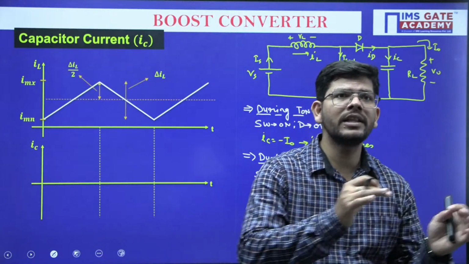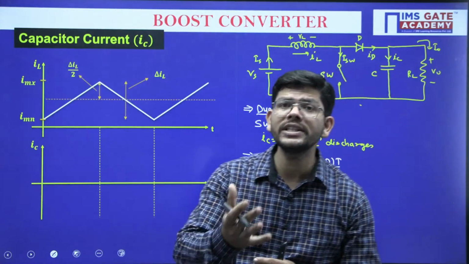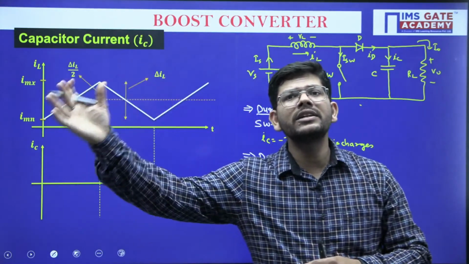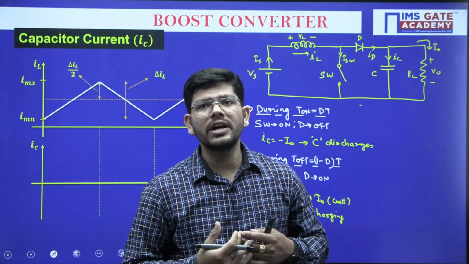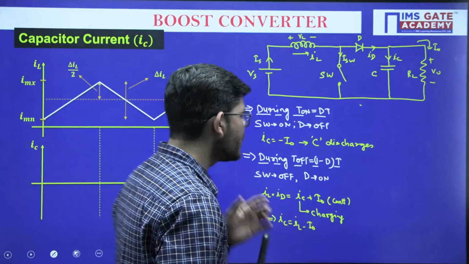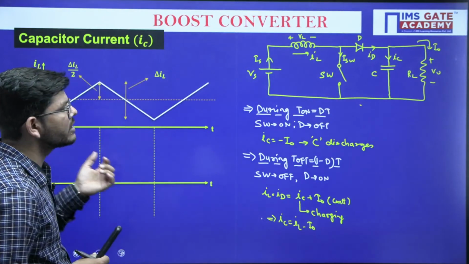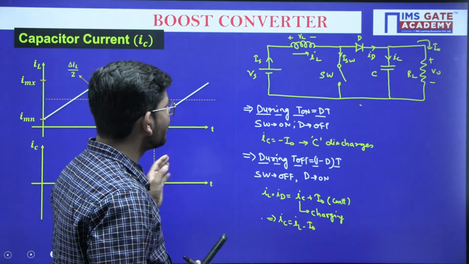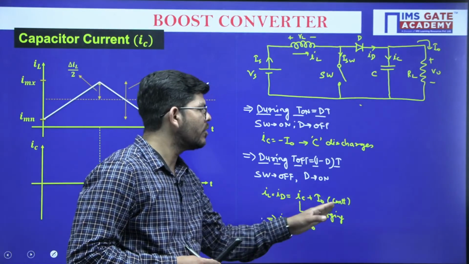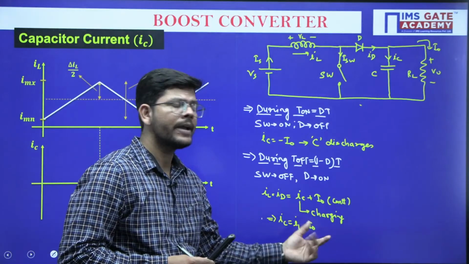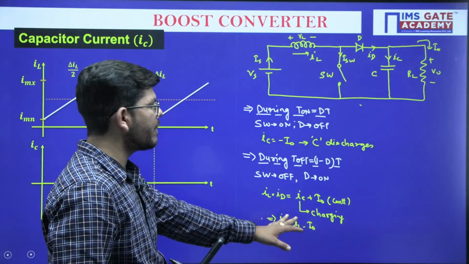Now when the switch is in the off position and the diode is on, the discharged capacitor has a chance to get itself charged. And through what will it do that? It will do the same through the inductor current, isn't it? So it will take the part of the inductor current, use it in charging, and I naught still remains constant. Okay, so this is how the inductor and capacitor current will be behaving.